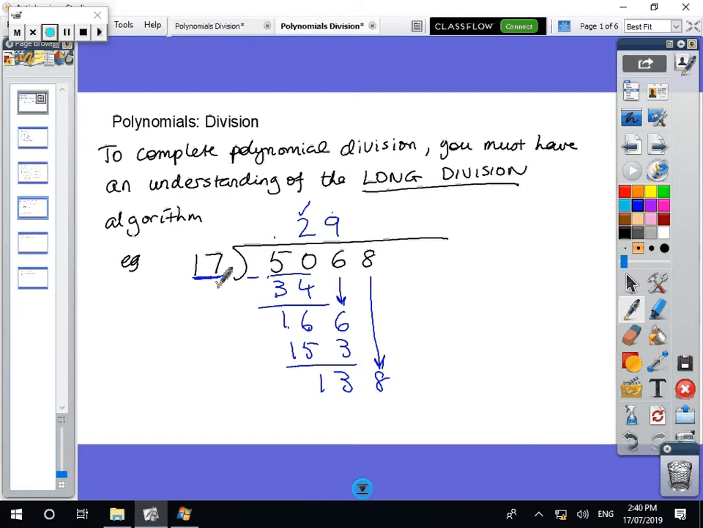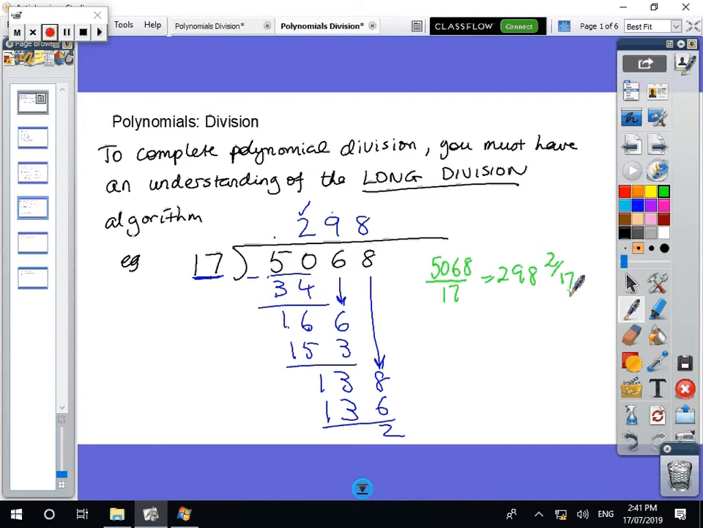I'm going to go with 8 as my next guess. So 8. 8 7s are 56, carry 5. 8 1s are 8, plus 5 is 13. Great guess. Remainder's 2, and there's no more to go. So that means that 5068 divided by 17 equals 298 with remainder 2.